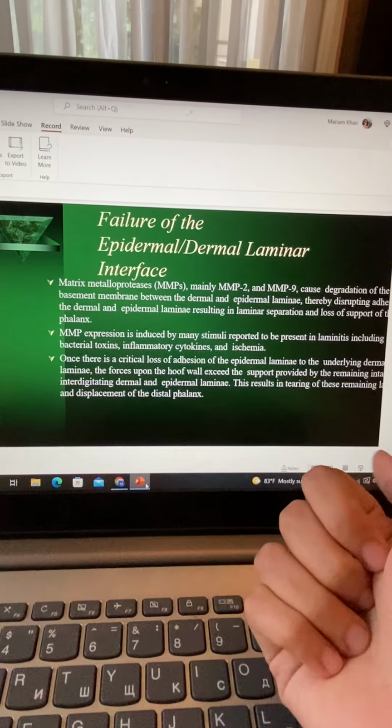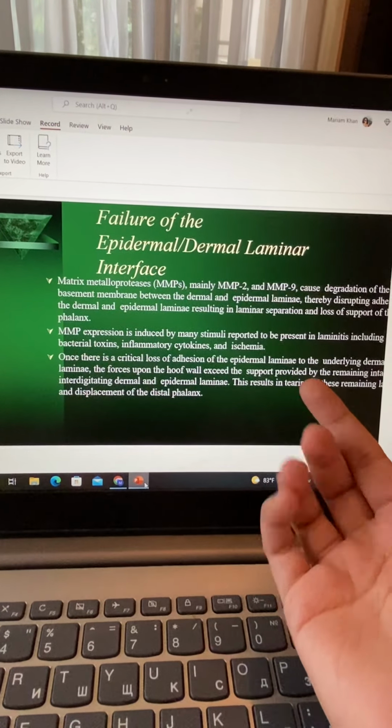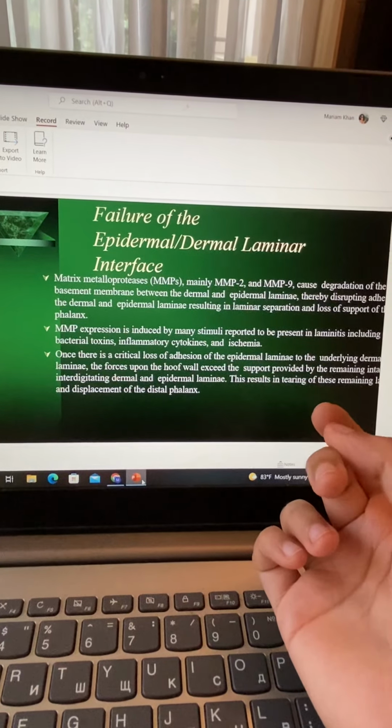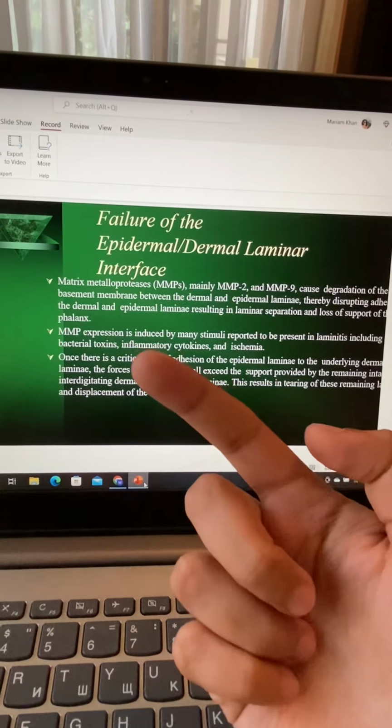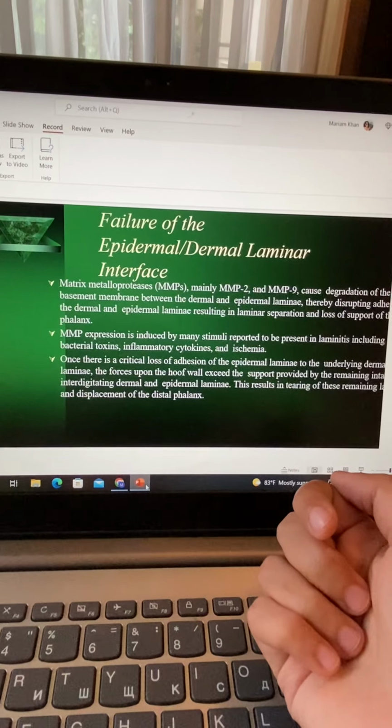So MMPs aren't good. And basically the way they're expressed, it's caused by bacterial toxins, like I mentioned, inflammatory cytokines, and a lack of oxygen in the area.